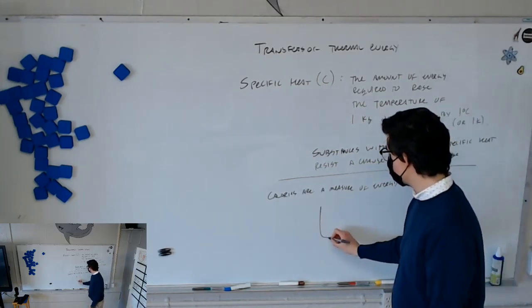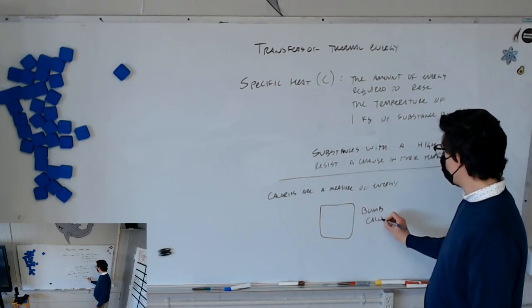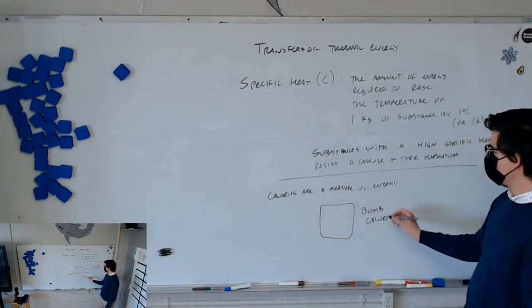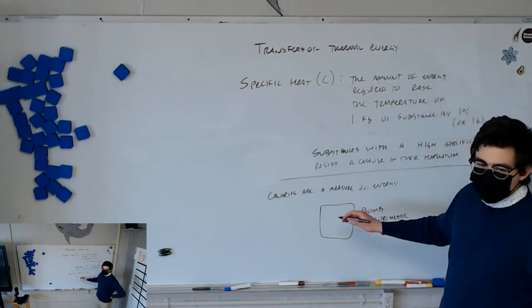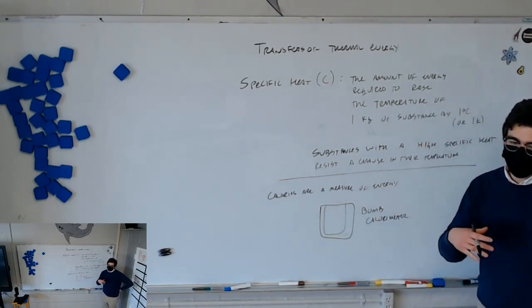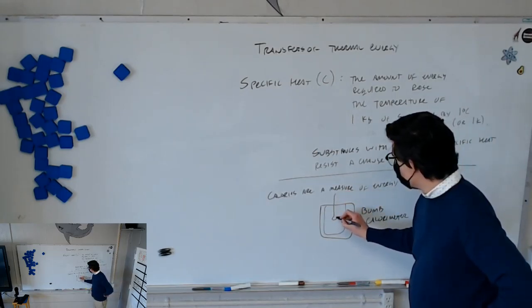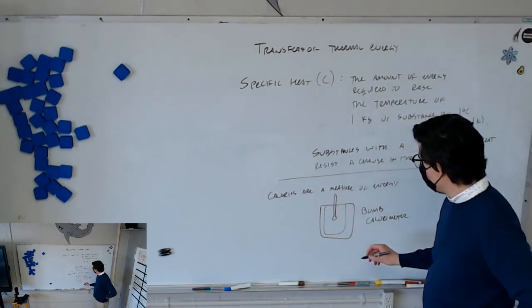So what they do is they make this thing called a bomb calorimeter. That's a kind of cool name for a band. But a bomb calorimeter is basically like a two-walled flask. There's a flask within another flask, and it's got a lid. And they put a thermometer in that.